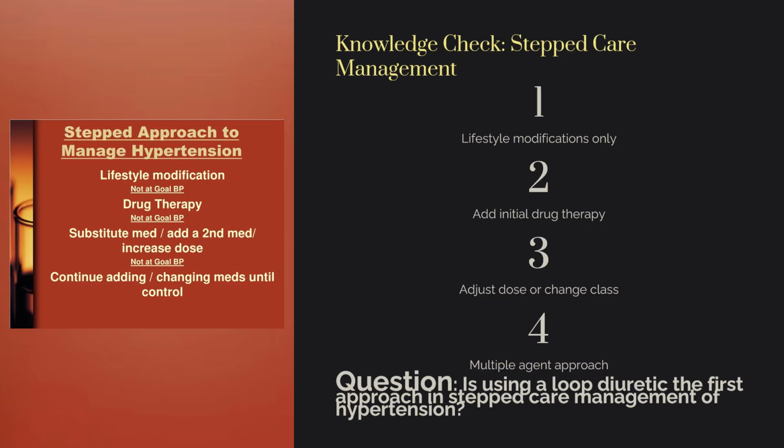Okay. Question, is using a loop diuretic the first approach in stepped care management of hypertension? No, what's the first approach? Lifestyle, that's right. Diet, exercise, avoiding salt. Very good. And then what drug did I say they usually start them with? Thiazide diuretics is usually what they start with. Good job. Hydrochlorothiazide.